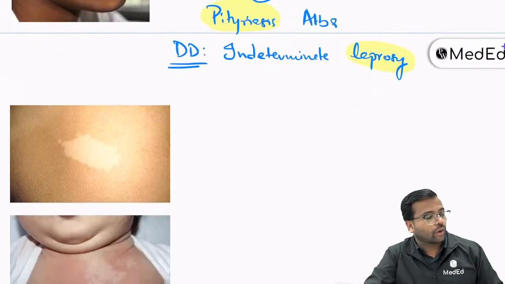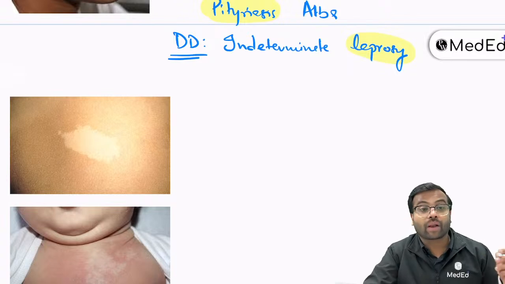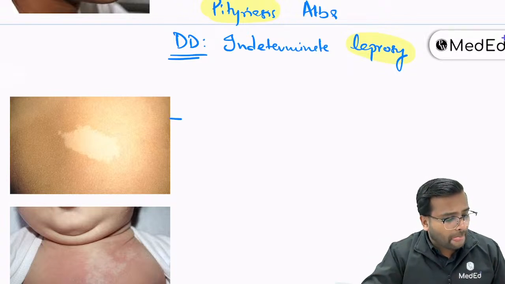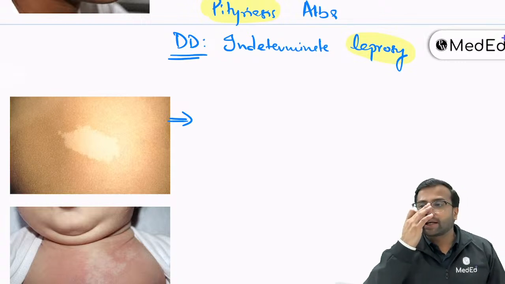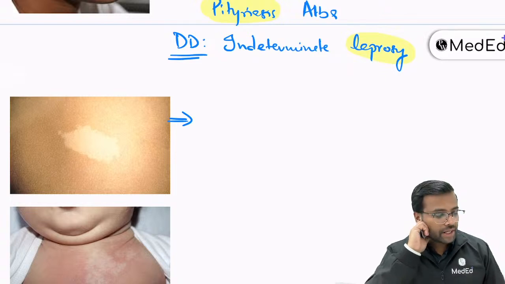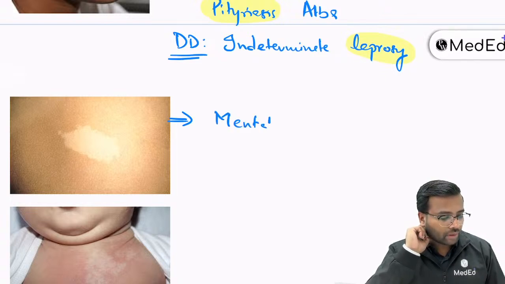चलो. So now let's see some more examples of hypopigmentary disorders. Now what do you see here? Imagine that a patient is having, let me give you some example here. The patient is having mental retardation.